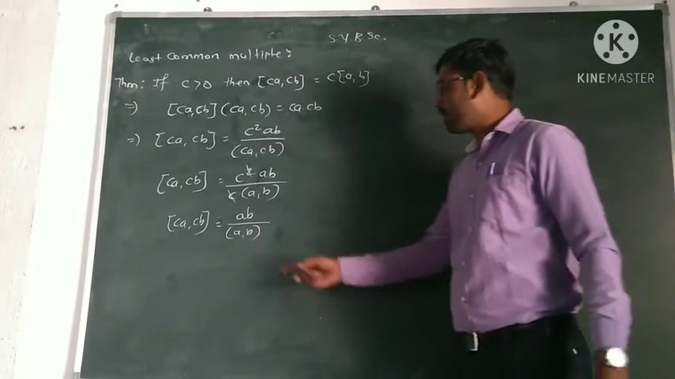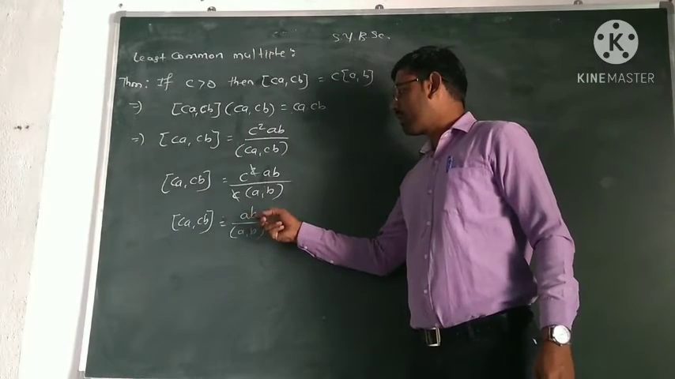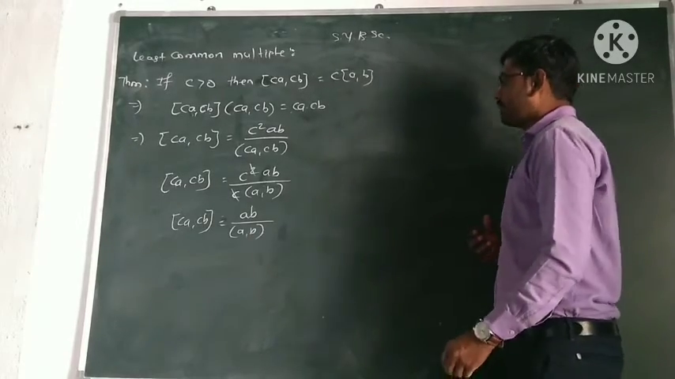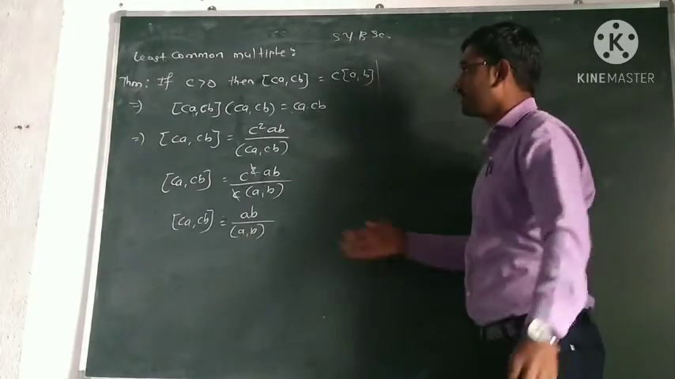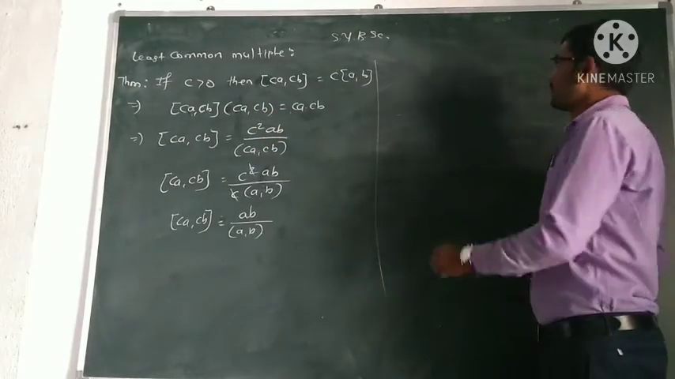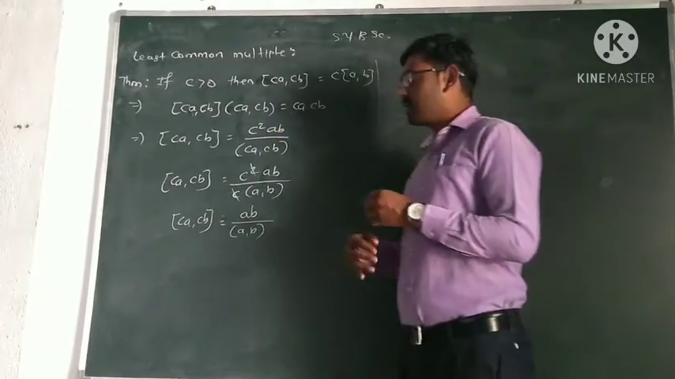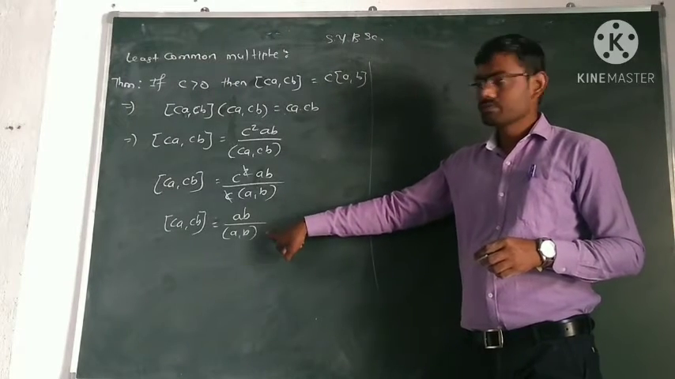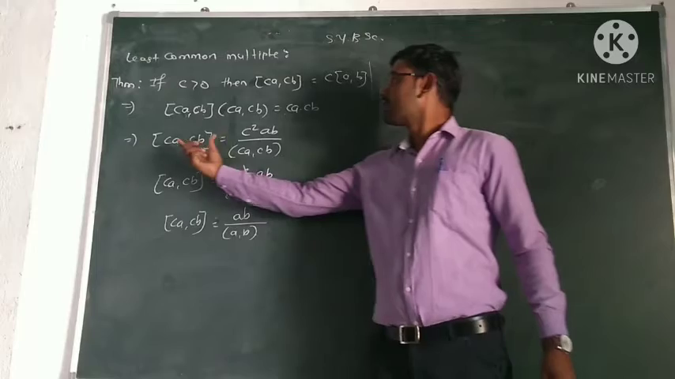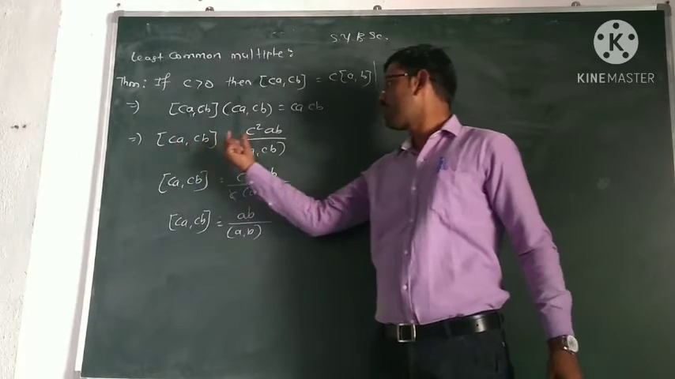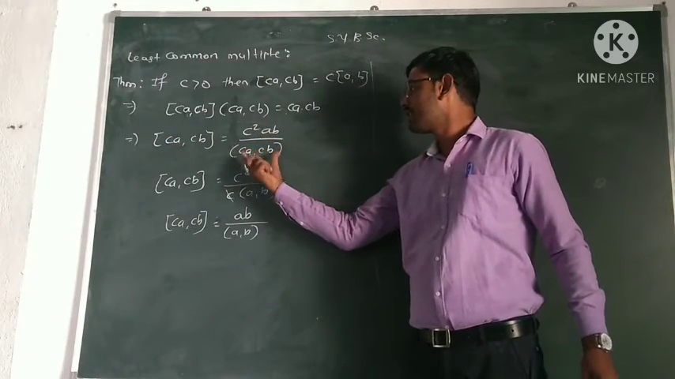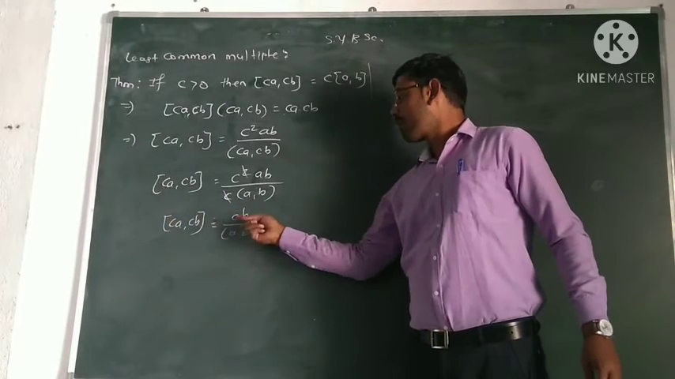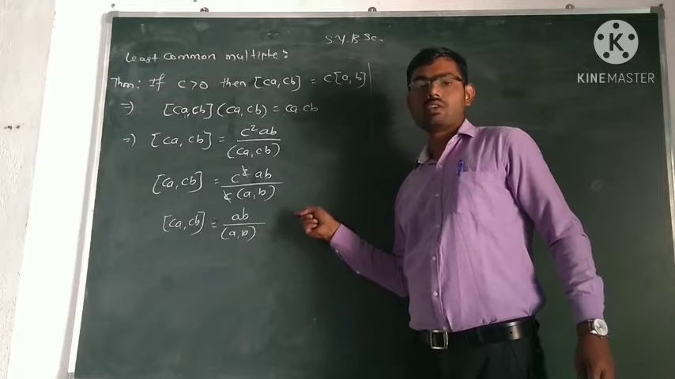Now look at this: product of numbers upon GCD. We know again one property, the same property. Look, LCM is equal to product upon GCD. Product upon GCD is always equal to LCM. So product of AB upon GCD of AB is always equal to LCM.